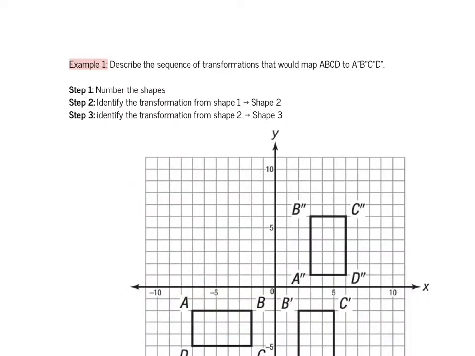Example 1 says, describe the sequence of transformations that would map A, B, C, D to A double prime, B double prime, C double prime, D double prime. And we have a couple step process here that I like to follow.